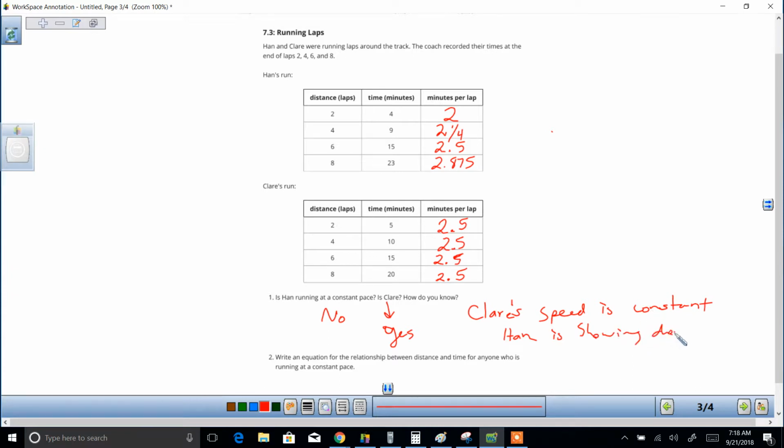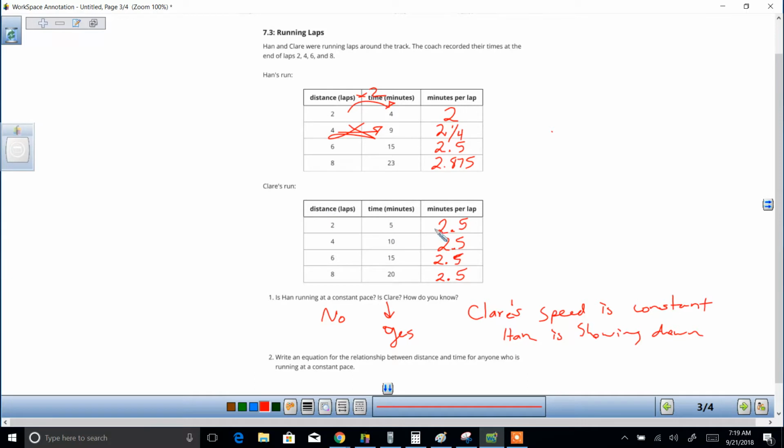And then it says to write an equation for the relationship between distance and time for anyone who is running at a constant pace. Well, we can't write an equation for Han because he's all over the place. We can't just say multiply this by 2 and it always works, right? Times 2 works for the first one, but it does not work for any of the others.